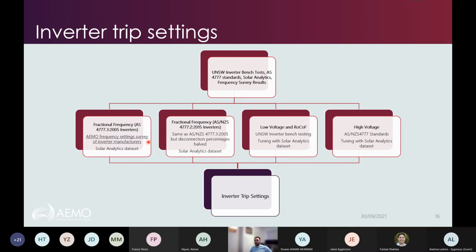In terms of frequency parameters for 2005 inverters, we looked at a frequency setting survey of inverter manufacturers that was done in 2016, I believe. We also looked at the Solar Analytics data set to inform the frequency set points for the 2005 inverters in the DER model. I'm sure there are a few people on this call who have the Solar Analytics system set up on their home to monitor how their PV system is doing. We use that data to understand the amount of PV that was generating and compare that to the data that we have as well, which takes into account things like weather and cloud cover. But we also use it to understand, for a given disturbance, say a 30% voltage dip or voltage sag, how many of the inverters have tripped, and then extrapolate that out to the rest of the region.